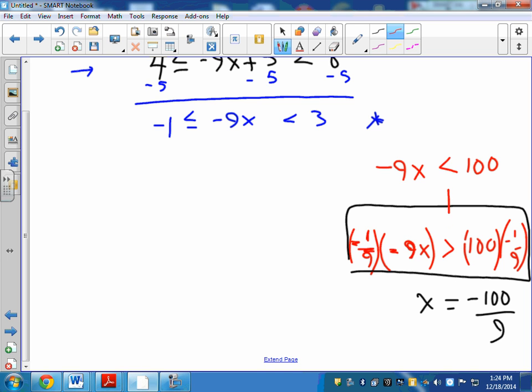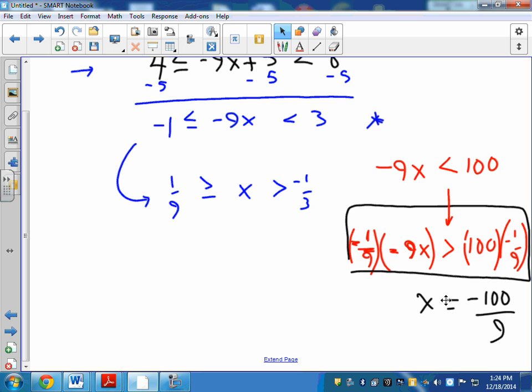So you always switch when you multiply or divide by a negative. Okay, so I'll let you play with that. By the way, the next line on this would be x is greater than negative 1/3 and less than or equal to 1/9. So if you want to think about how you get from there to there.